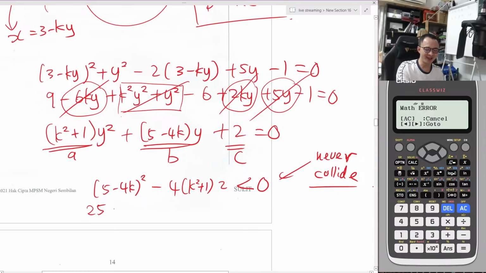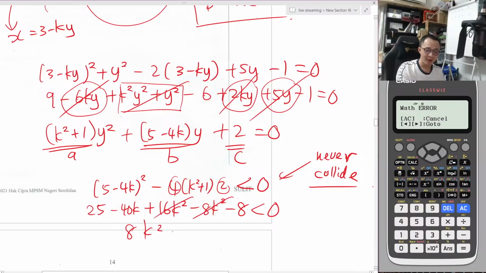25, 20 minus 40k plus 16k squared minus 4k. No, this is 8, 2 times 4 is 8. Minus 8k squared minus 8 less than 0. So this one and this one I solve, I get 8k squared minus 40k plus 17 less than 0.